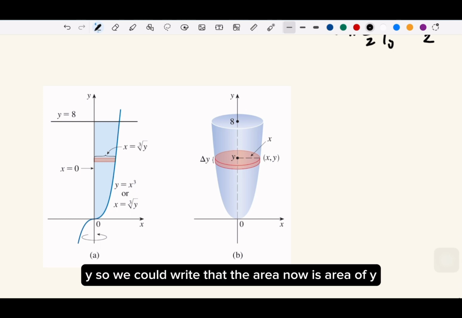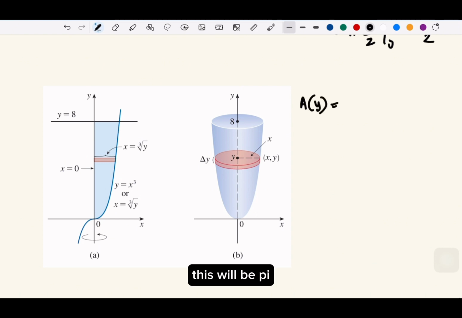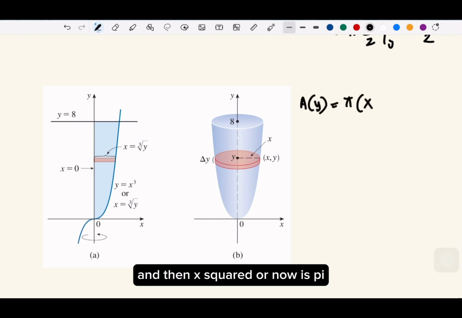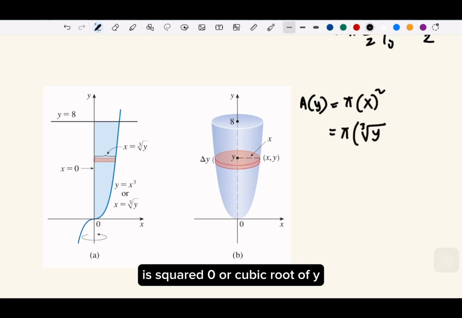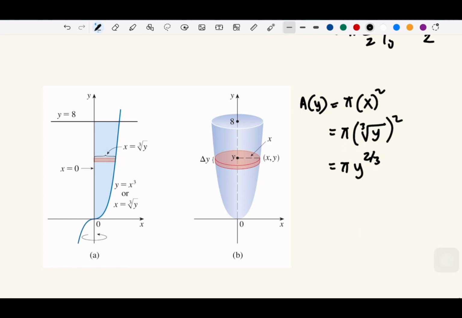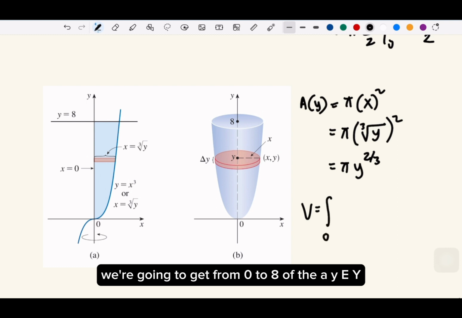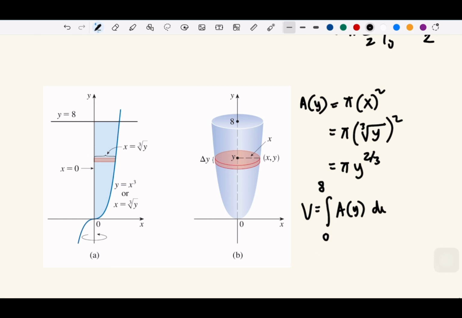So we could write that the area now is area of y. This will be pi, and then x squared, or now it is pi times the cubic root of y, squared. So pi y^(2/3), like that. And then the volume we're going to get from 0 to 8 of the area A(y) dy.